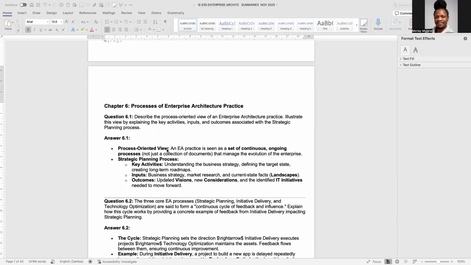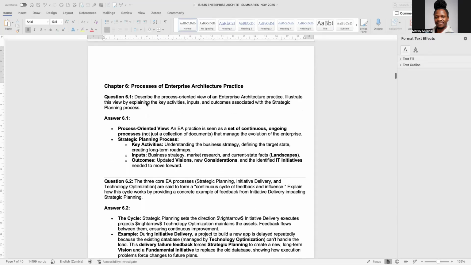The first question that we want to cover is basically: describe the process-oriented view of an enterprise architecture practice. Illustrate this view by explaining the key activities, inputs, and outcomes associated with the strategic planning process. So we need to explain the key activities, inputs, and outcomes, and remember that you're explaining it from the process-oriented view and strategic planning process.